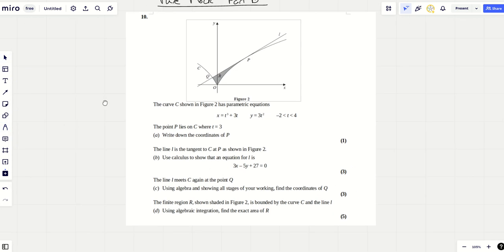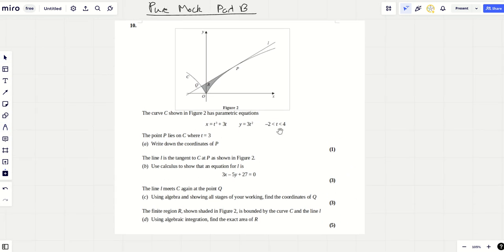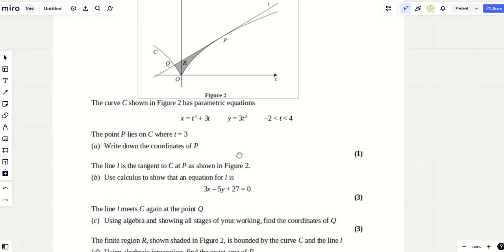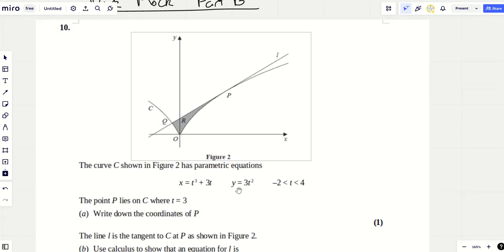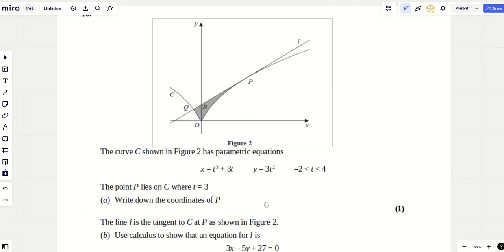Okay, let's do it. So we've got a parametric integration question here, I think. I think we do end up integrating anyway. It's got a bit of differentiation and integration. In fact, this is a good example of everything they can ask you to do with a parametric equation.